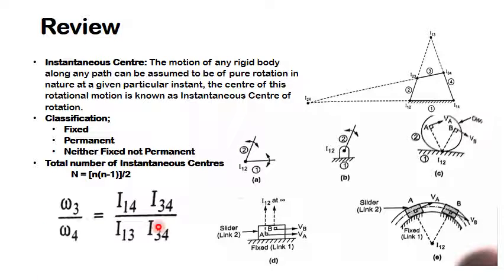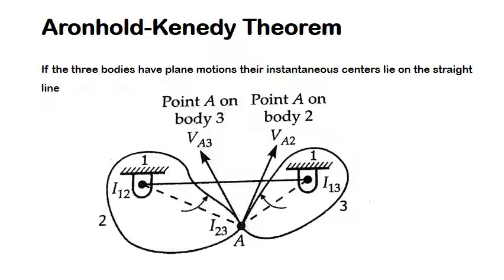And then we learned about the angular velocity ratios in terms of distances between instantaneous centers. So omega 3 upon omega 4 is given as I14 I13 upon I34 I13, that is the ratio of the distances between I14 to I34 and I13 to I34. And that concept is the Kennedy theorem.